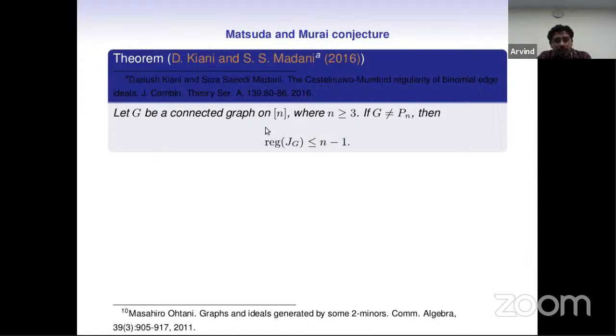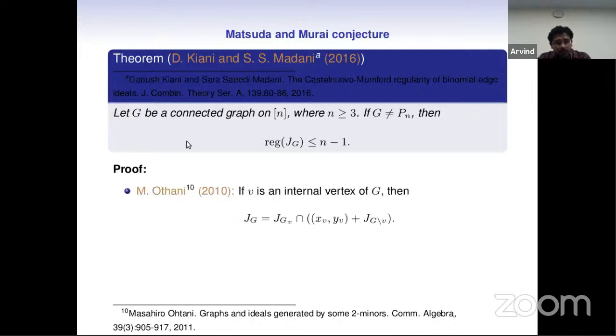So Matsuda and Murai conjectured that if G is a connected graph on n vertices, and G is not a path, then the regularity of J_G is less than or equal to n minus 1. This was proved by Kiani and Saeedi Madani, and the paper appeared in JCTA. Now we'll give a combinatorial proof of this theorem, which is also a short proof.